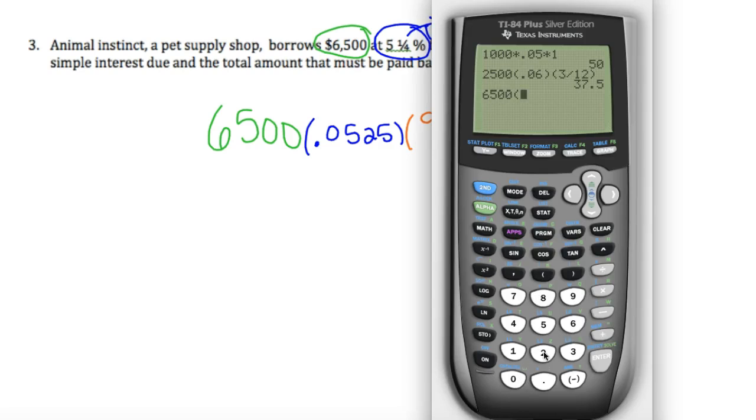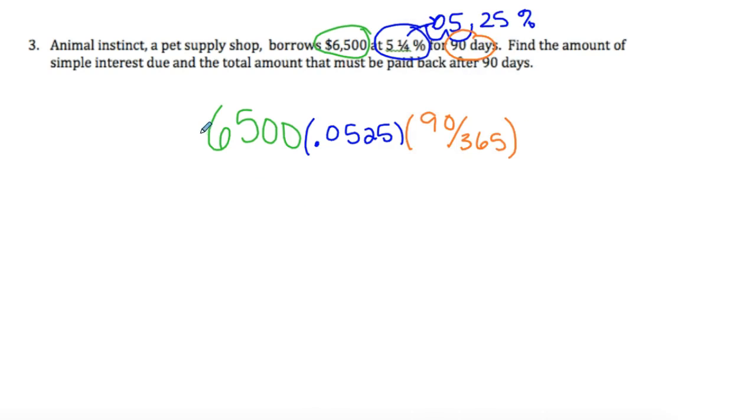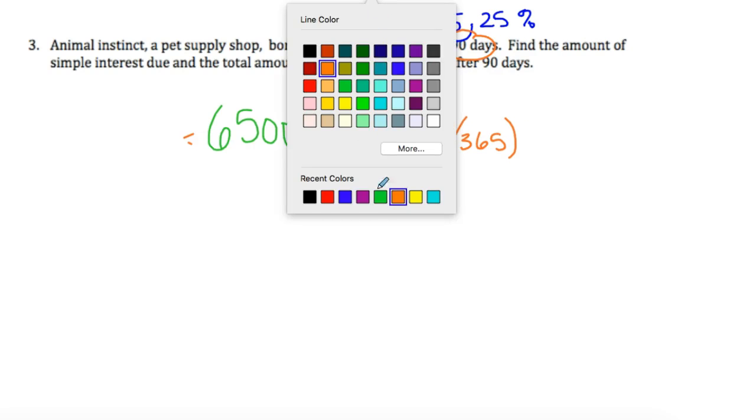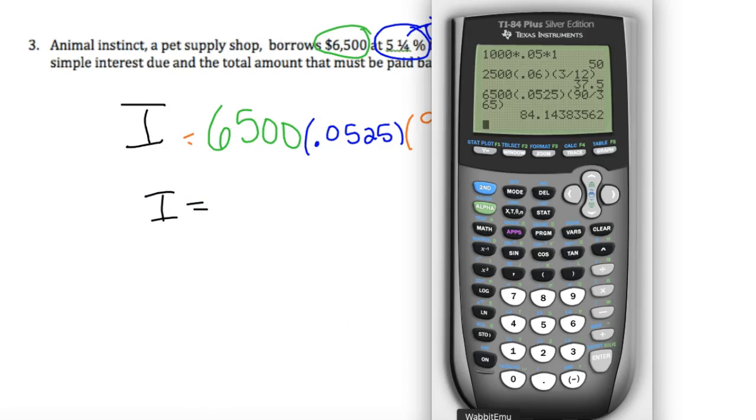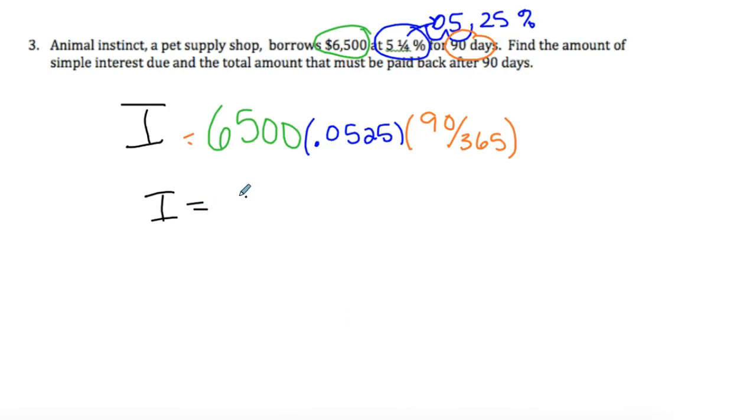So 6,500 times 0.0525, and then I have 90 out of the 365 days in a year. If we look at the interest, this is the extra money. Interest is extra money. So the extra money this loan owes is $84.14.